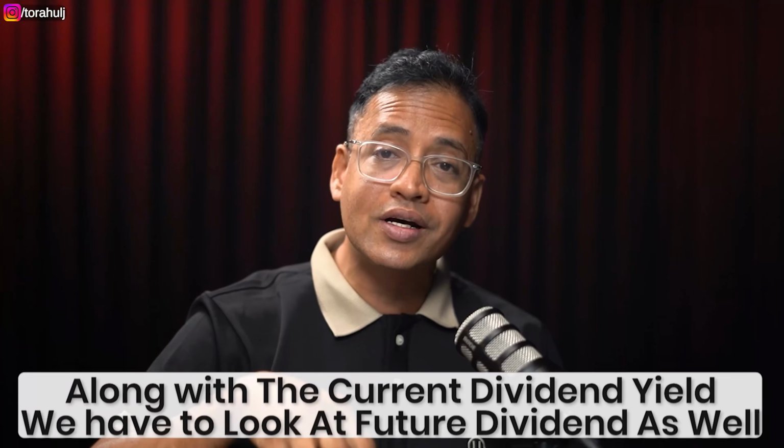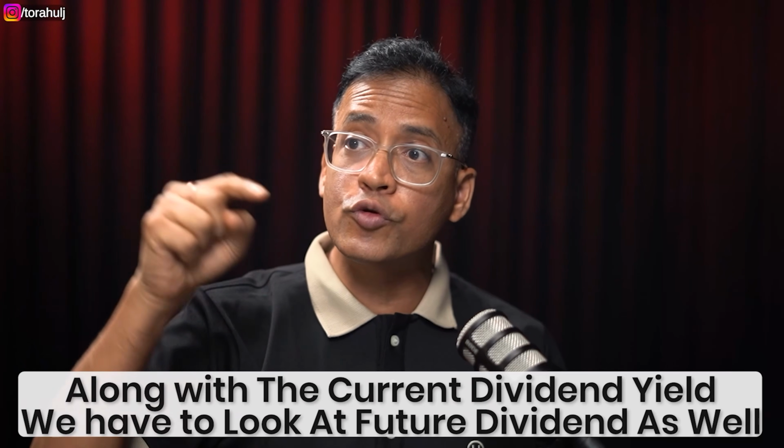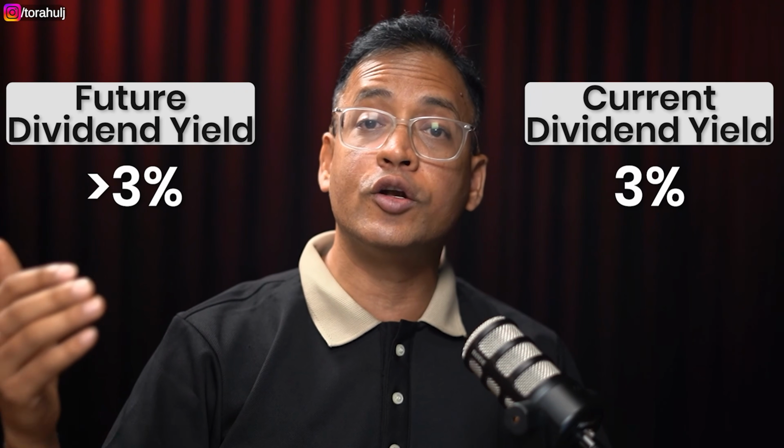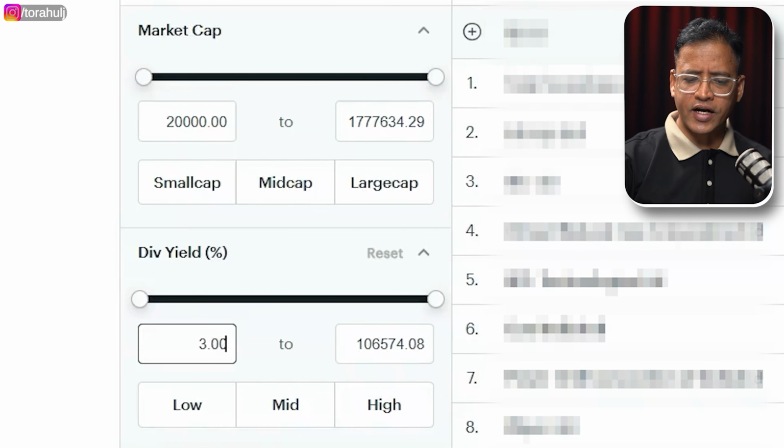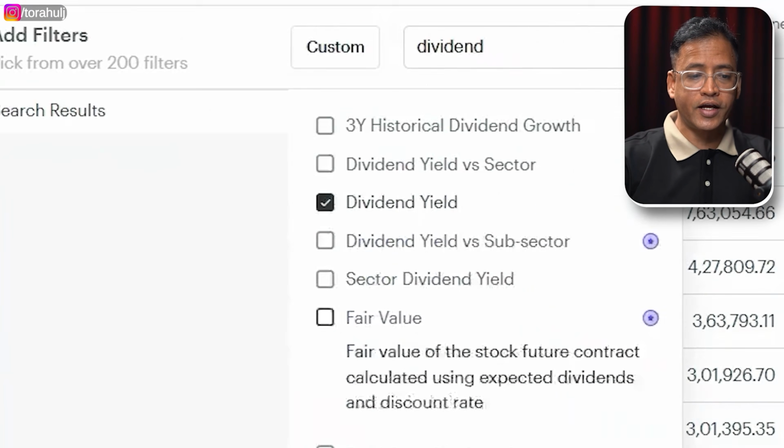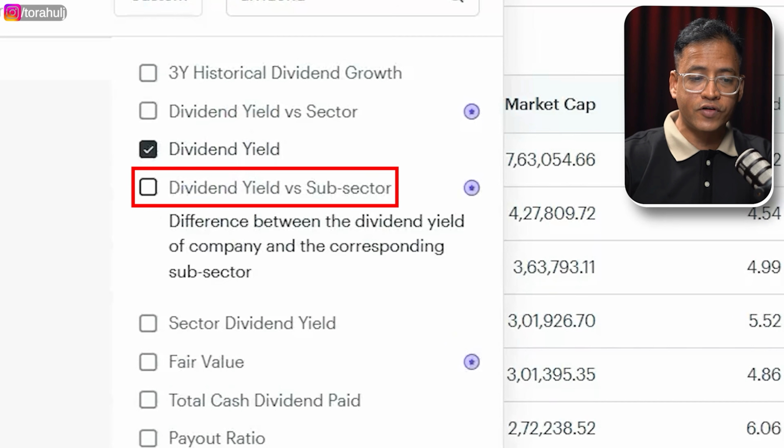Okay. Now, when people invest in dividend stocks, they think 3% dividend yield, what is the big deal about it? But what they forget is that it's not about what is the current dividend yield. We have to look at what is the future potential of dividends, right? If a company today is giving 3% dividend yield, right, at the price that you have today, if the company increases the dividend tomorrow, then your dividend yield is likely to go up. Okay. So this is the second criteria, which is dividend yield. Now the third criteria that I'm going to add is dividend yield versus subsector.